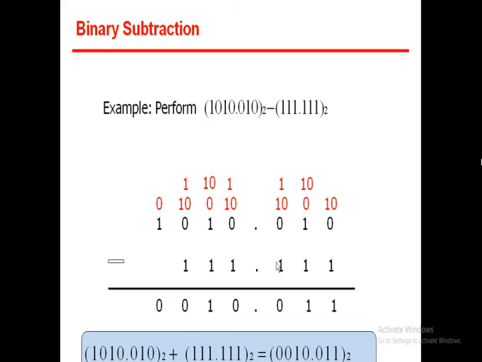So here first we take 0 minus 1. Here we can't subtract. We cannot subtract 1 from 0. So we borrow a 1 from here. So here we take a 1, so it becomes 10. So 10 minus 1, we will get 1.